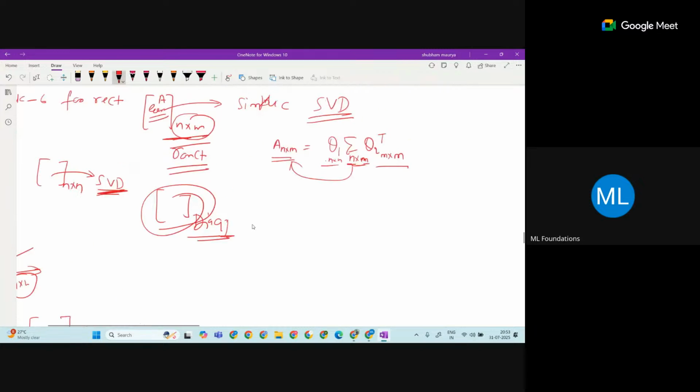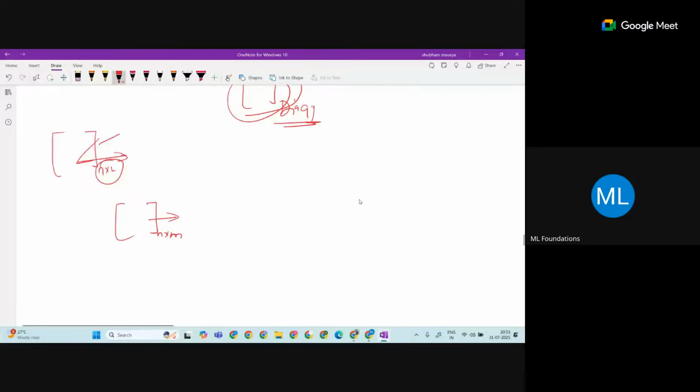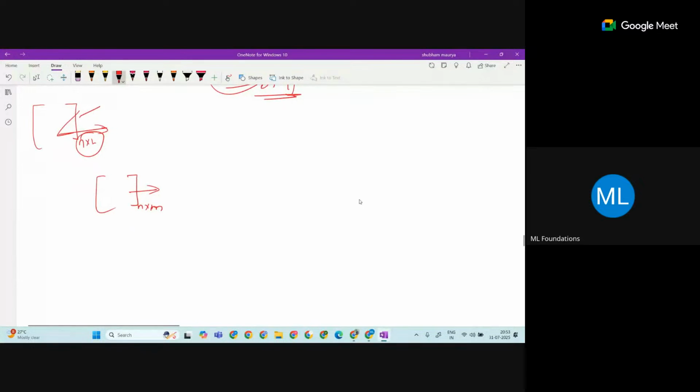Just now I discussed that the SVD form is this one. So Q1 is a square matrix of order n, Q2 transpose is a square matrix of order m, and the middle one has whatever order the rectangular matrix is. Whatever the order of A is, that is the order of this sigma, n cross m. Now how will I get this Q1 and Q2? The problem is how we get our Q1 and Q2.